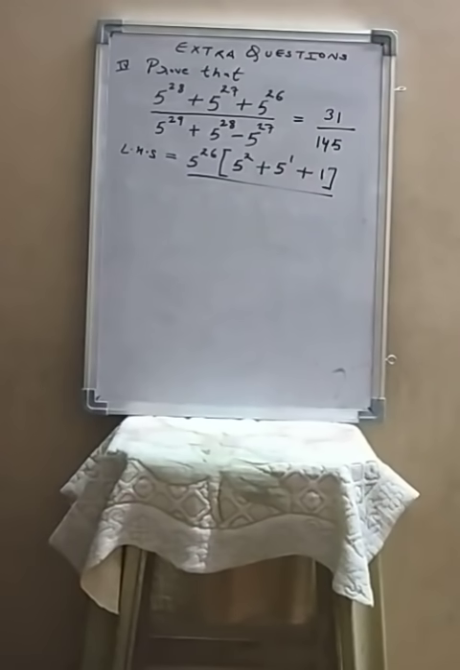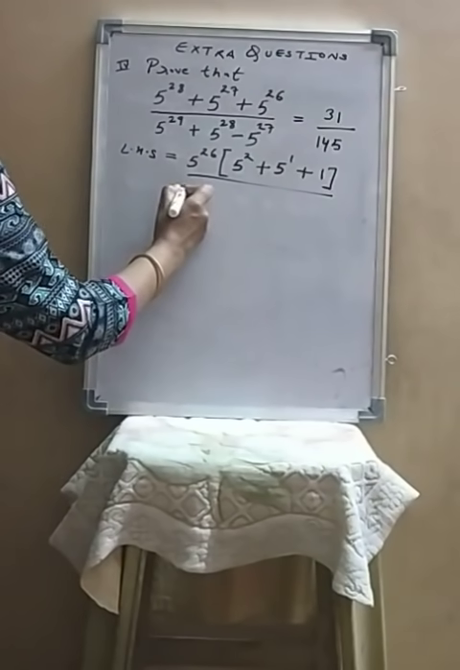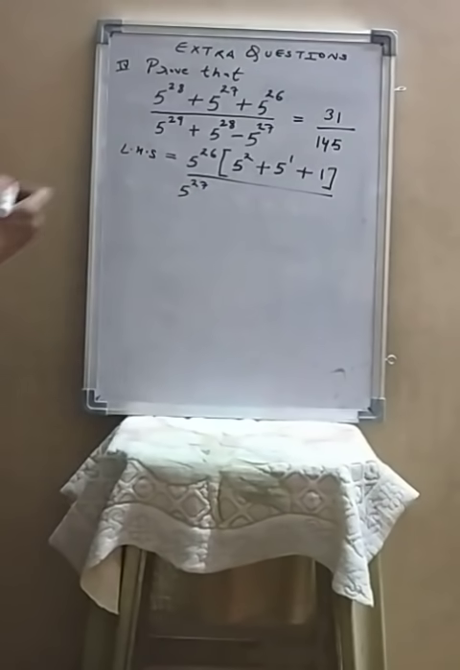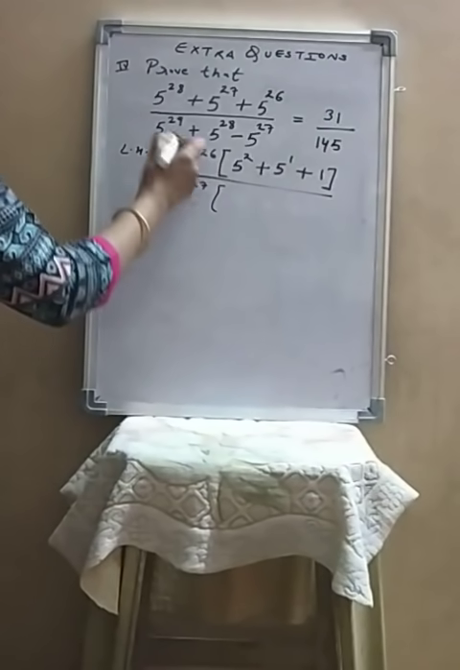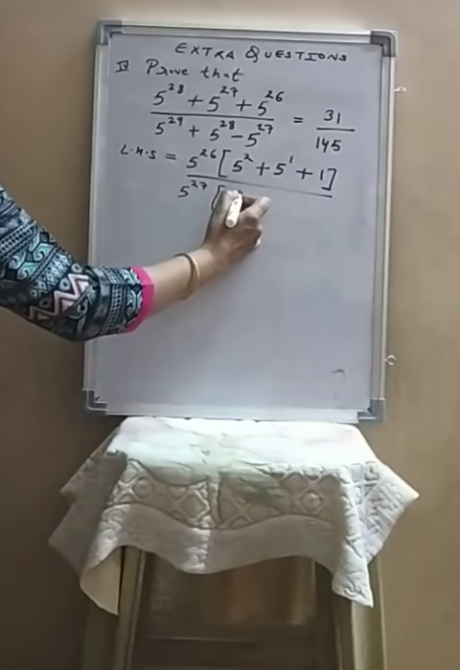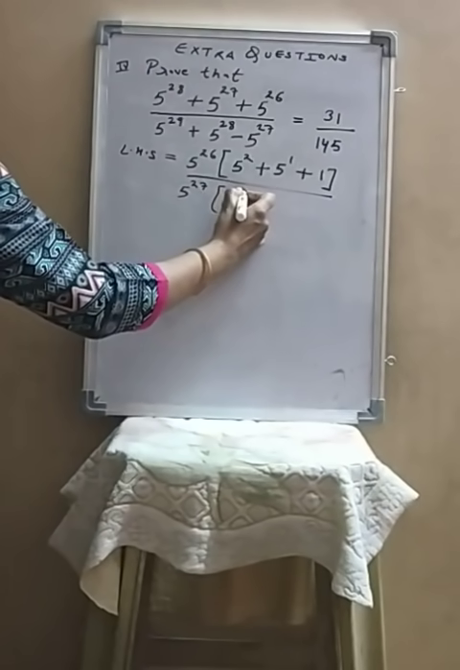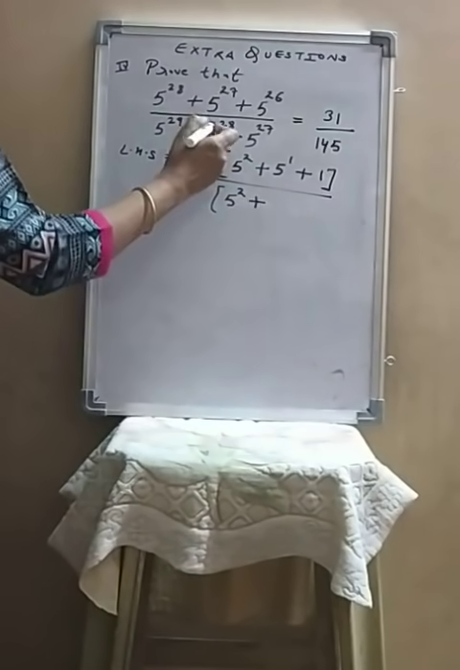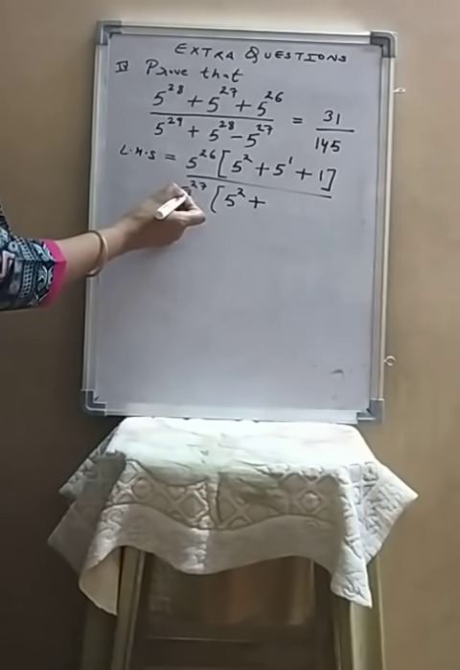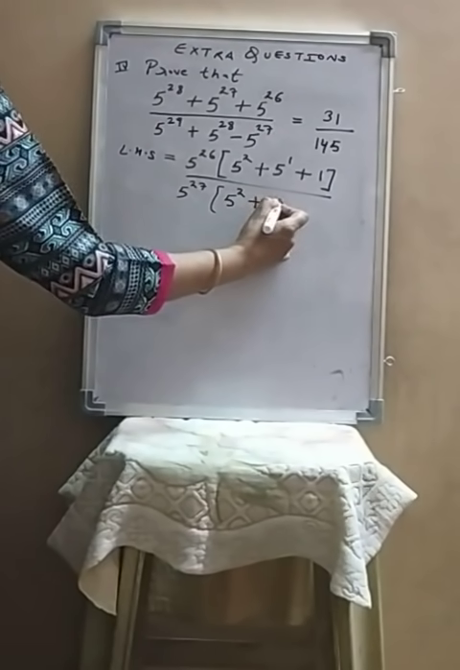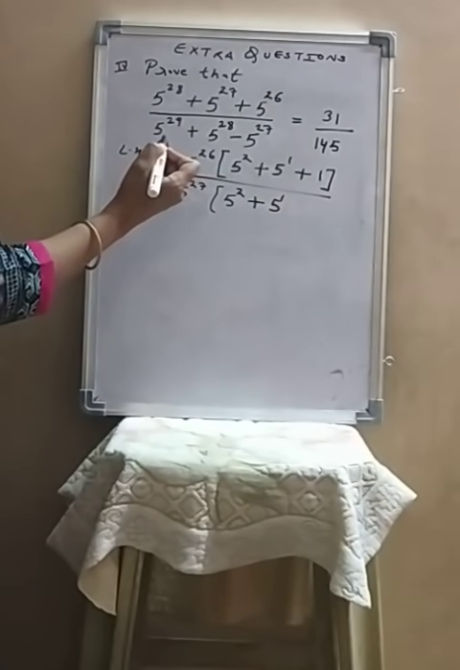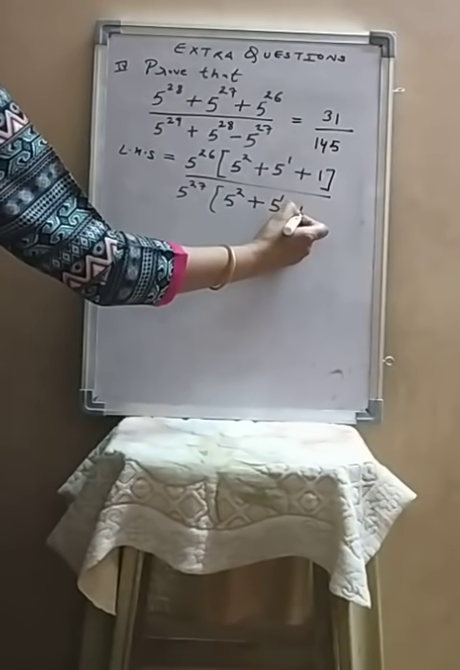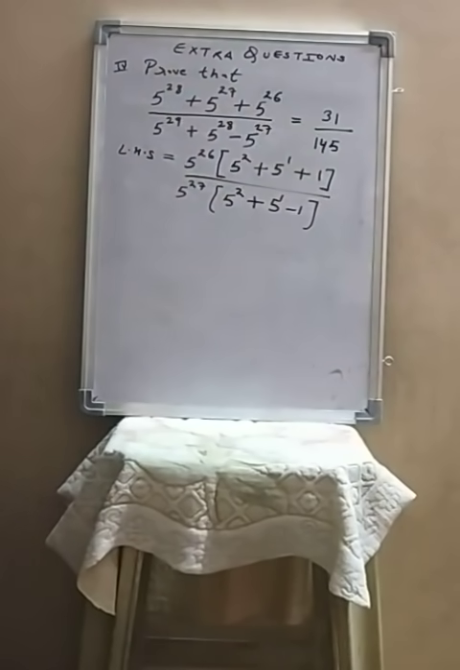Similarly, in the denominator, I can take 5 raised to the power 27 common. If it is common, then here it can be written like this, 5 raised to power 2, because 27 plus 2 is 29. Then second term here is 28. 27 times we have taken common. So I have 5 raised to power 1 left here, and here I have minus 1 because 5 raised to power 27 has been taken common.